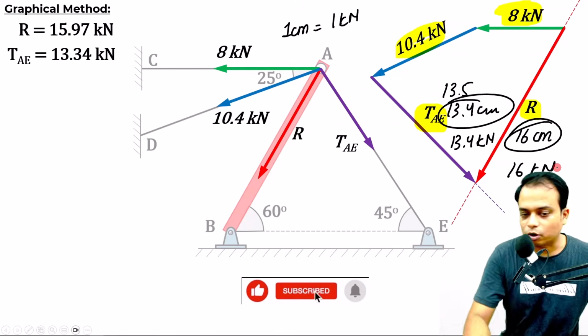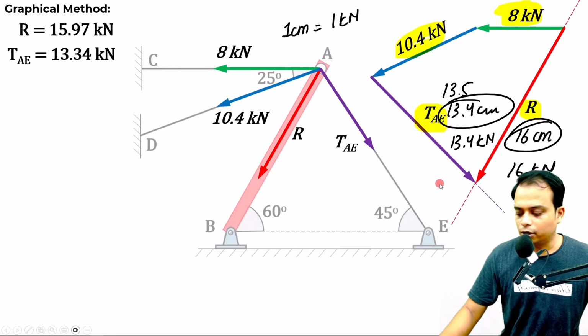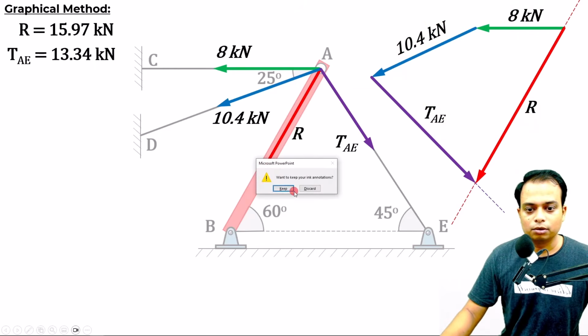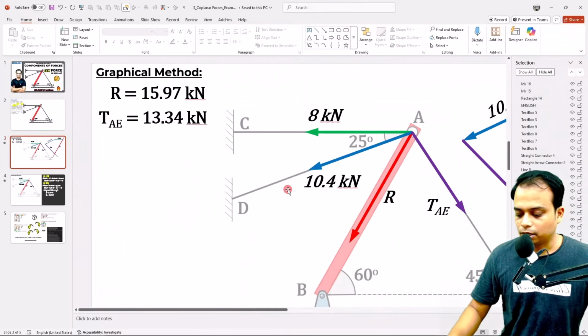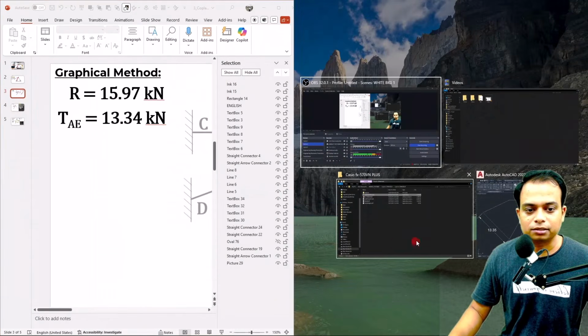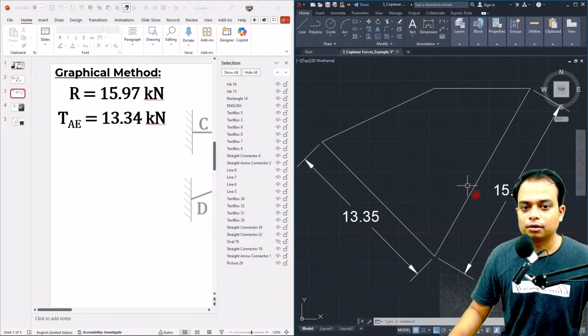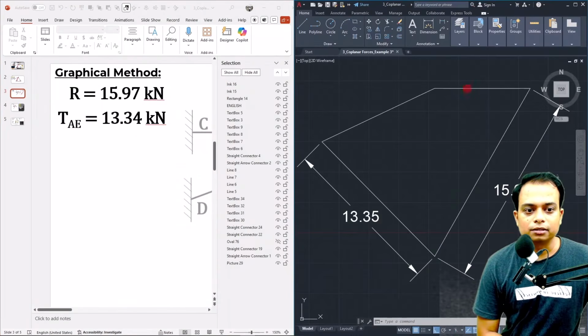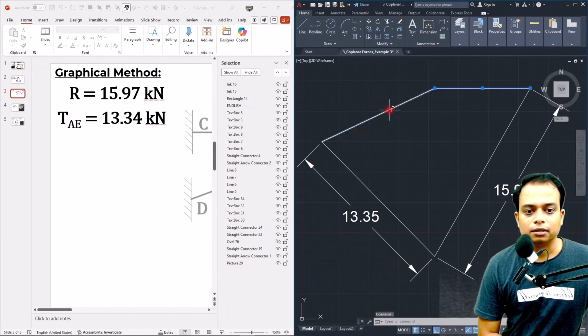If you want to do this on AutoCAD, you surely can. Do you want to see this? Let me show this to you. You can do this on AutoCAD also. And let me make some space. Yeah, right, done. 8 centimeters, 10.4 centimeters.